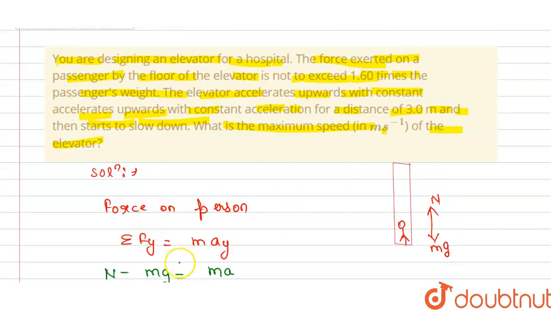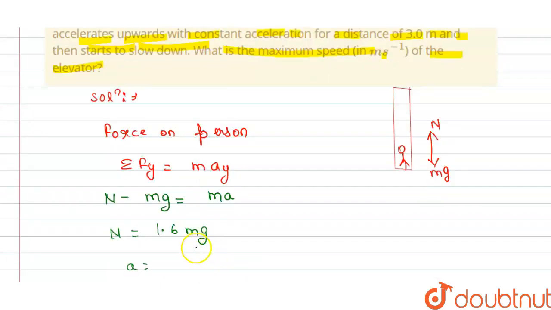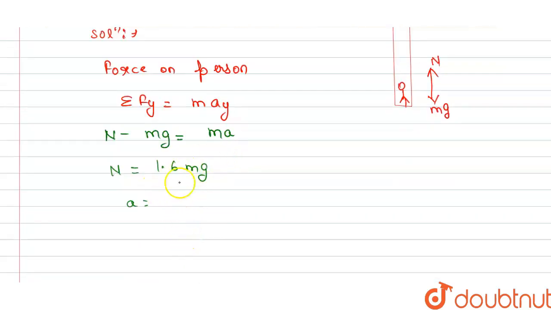The acceleration is with constant acceleration for a distance of 3 meters. So we can write ma is equal to 0.60 mg. If we take g as 10, we get 0.60 into 10, so the acceleration is 6 meters per second squared.